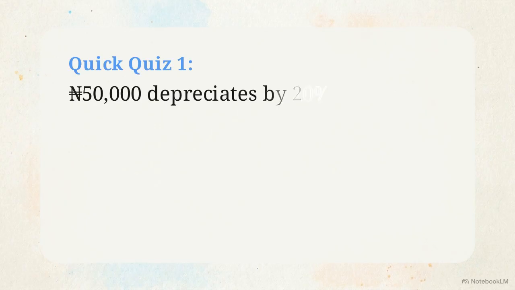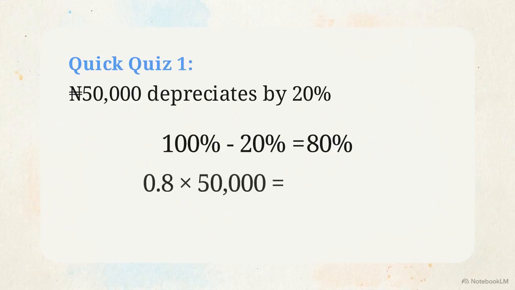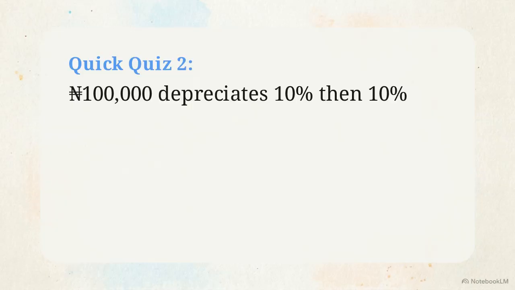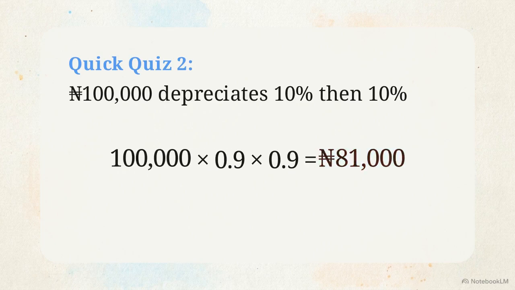If an item costs 50,000 naira and depreciates by 20%, what is its new value? Since it loses 20%, it keeps 80%. 0.8 times 50,000 gives us 40,000 naira. Let's try one more using our chain shortcut. An item costs 100,000 naira and depreciates by 10% in the first year and another 10% in the second year. That's 100,000 times 0.9 times 0.9, leaving us with a final value of 81,000 naira.